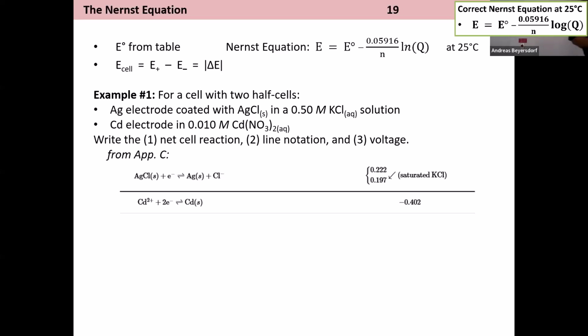So I can write that I have, anode will be oxidation, cathode will be reduction, right? So that means that this is our anode. So that means cadmium 2+, and then AgCl solid, Cl minus, solid here as well.